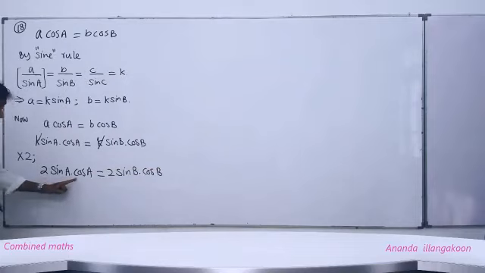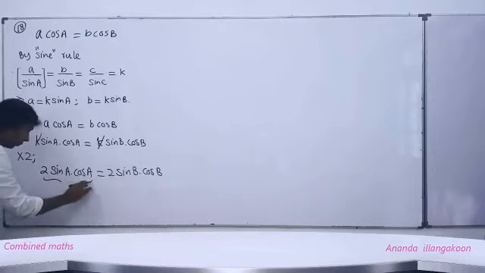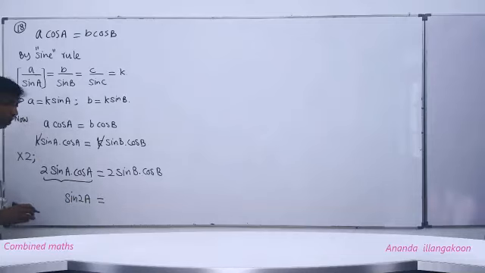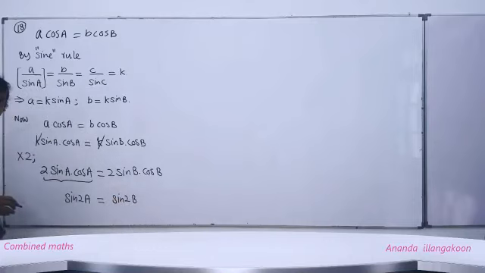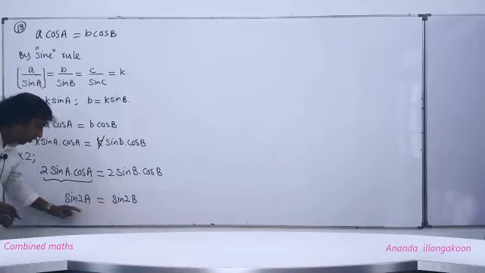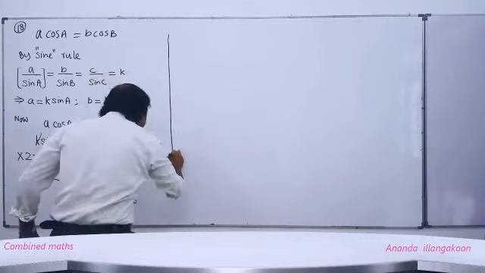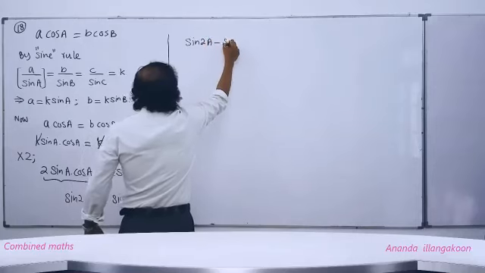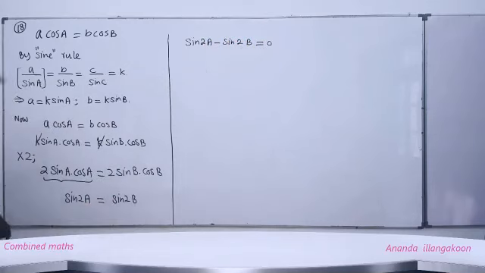So what is 2 sin A cos A? It is sin 2A, no? This is sin 2A, which is equal to 2 sin B cos B, that is sin 2B. Now bring the sin 2B to the left hand side. That will be minus sin 2B. Sin 2A minus sin 2B equals 0. On the right hand side now we have 0.